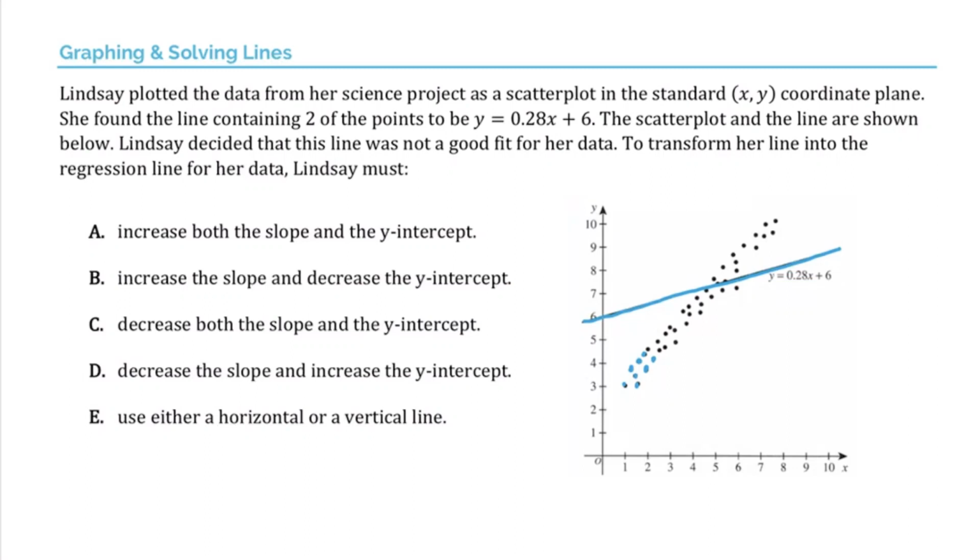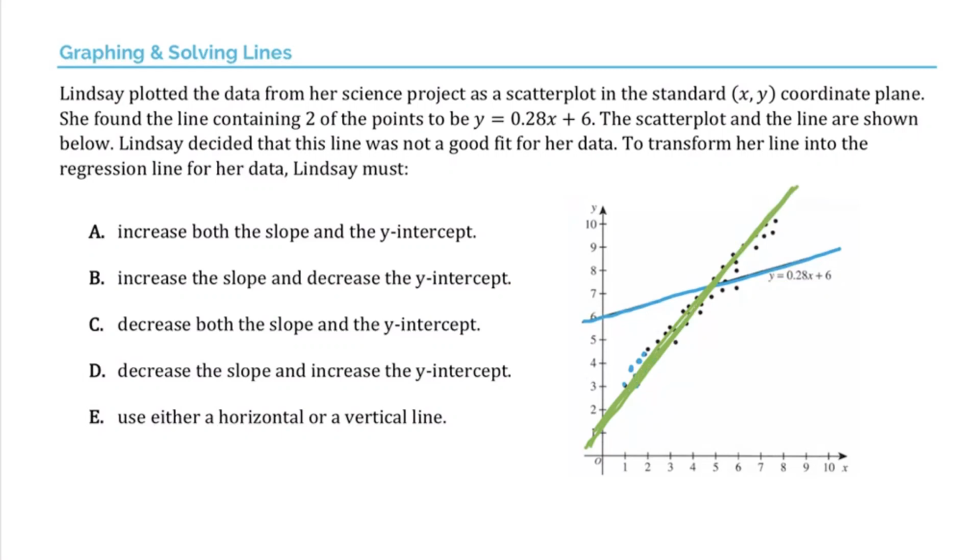Lindsay decided, by the way correctly, that this line was not a good fit for her data. So a line that would be a good fit for her data would look more like this, right? It would kind of go through her scatter plot and all of those data points.